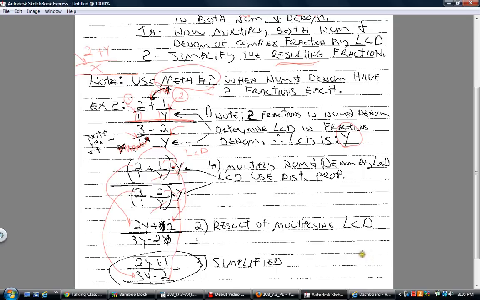Again, remember, you're looking for how many rational expressions are up in the top half, how many are in the bottom half. Look for the fraction bars. If you see 2 of them, use method number 2, and you're going to determine the LCD and multiply by it.